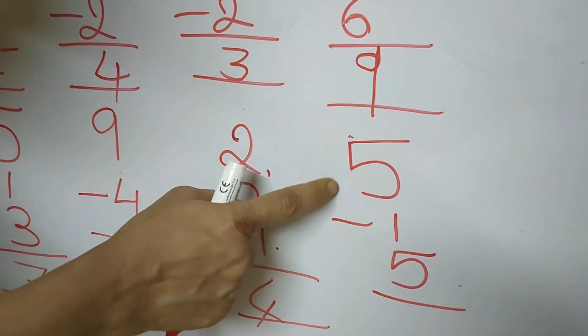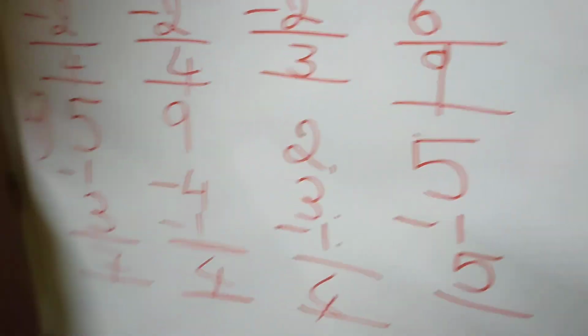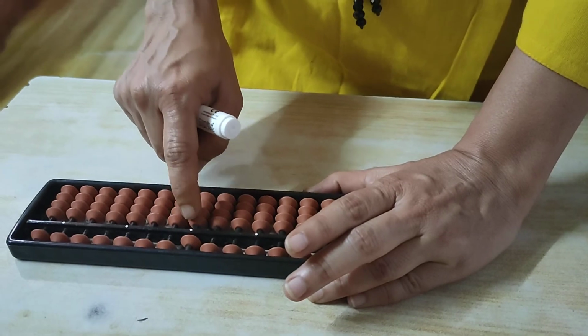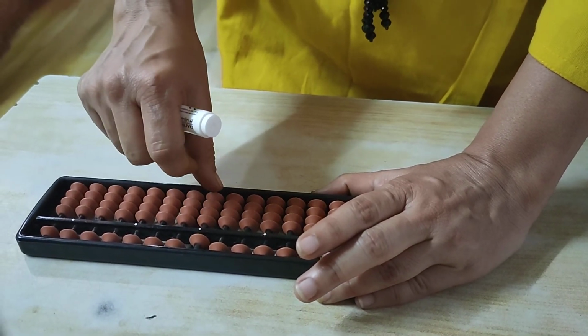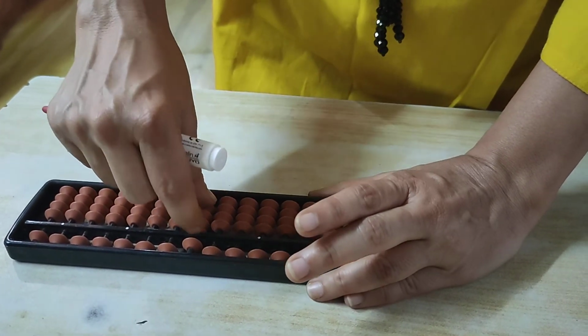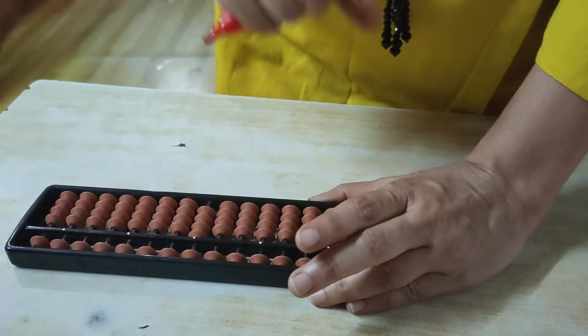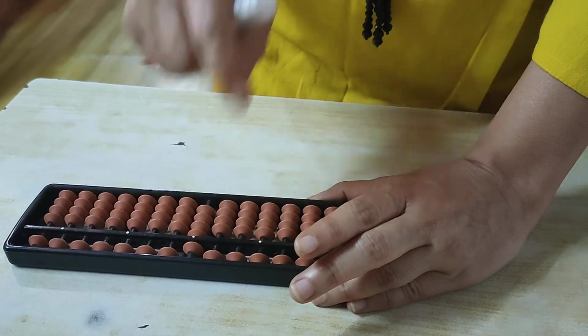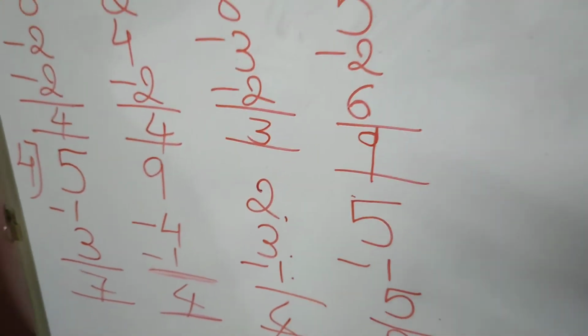5 minus 1, 5. This I will do. 5. Next number is minus 1. Minus 1 I cannot do, means I have to do with formula. Plus 4 minus 5. This is minus 1. Then again 5. My answer is, count it, 9. Answer is 9.